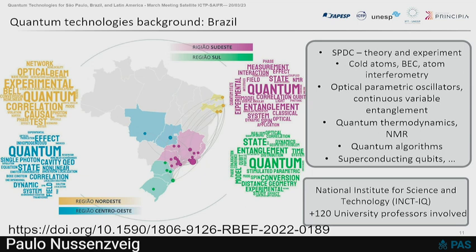Cold atoms, BEC, atom interferometry, São Carlos, Recife, very strong places. Campinas, optical parametric oscillators, continuous variable entanglement. Well, we play a modest role in that in our lab back in São Paulo. Quantum thermodynamics, of which we heard a beautiful talk this morning, mainly using NMR systems, quantum algorithms. We have an initial effort in superconducting qubits in Campinas, and we can go on. So we have the academic strength. We understand the subject. We have the scientists who can train people. We don't have the technological aspect. We're not being able to turn this science into meaningful technology, and this is what we really have to concentrate on.